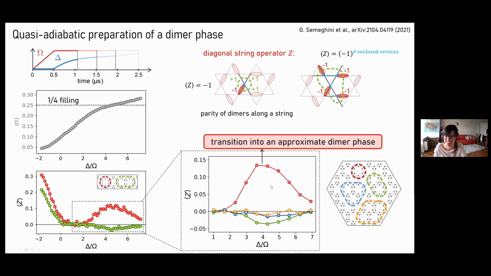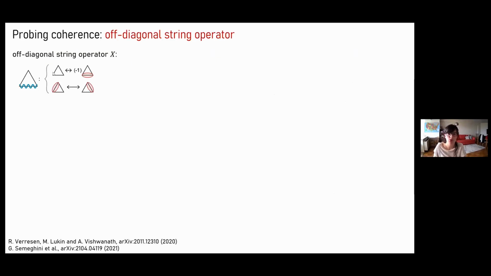Okay, perfect. So at this point, we also want to demonstrate that we have coherence between different dimer coverings, as I said at the beginning, to show that this is a spin liquid. So to do that, we need to measure coherence. We need to introduce a second string operator, which is off diagonal, and it's defined like this. So here we define it with its action on a single triangle of the Kagome lattice.